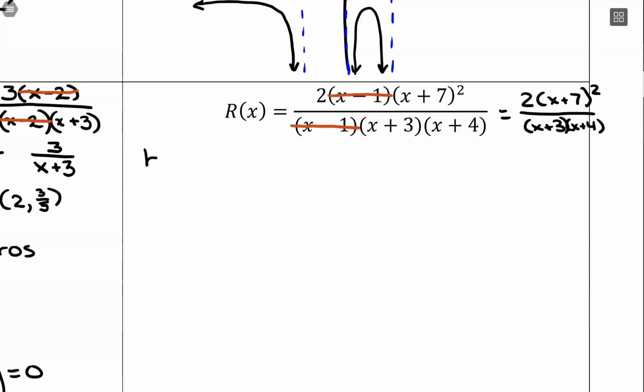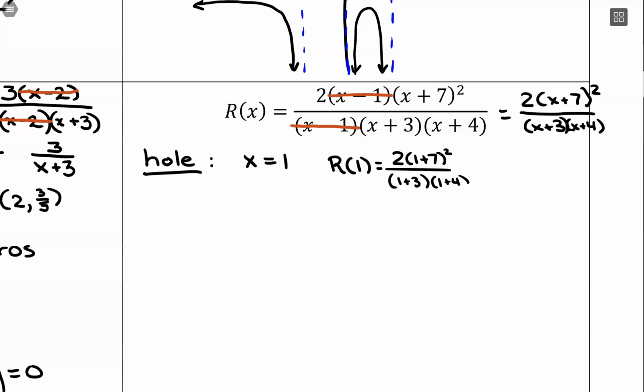All right, let's take care of the hole first, just while that's fresh in our memory. So we crossed out x minus 1. That tells me that x equals +1. So I need to look at r of +1 using the simplified form. So 2 times (1 plus 7) squared over (1 plus 3) times (1 plus 4). If we just grab a decimal for that, that should be 6.4. So we're going to have this coordinate, well, rather this lack of a coordinate at (1, 6.4). So we'll have a little hole in our graph right there.